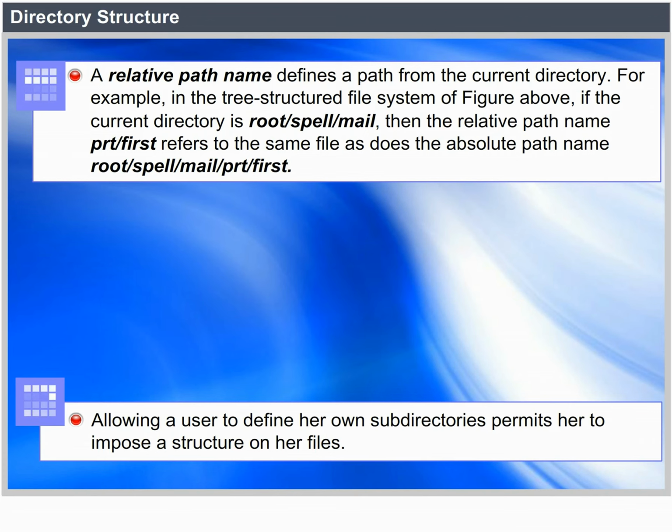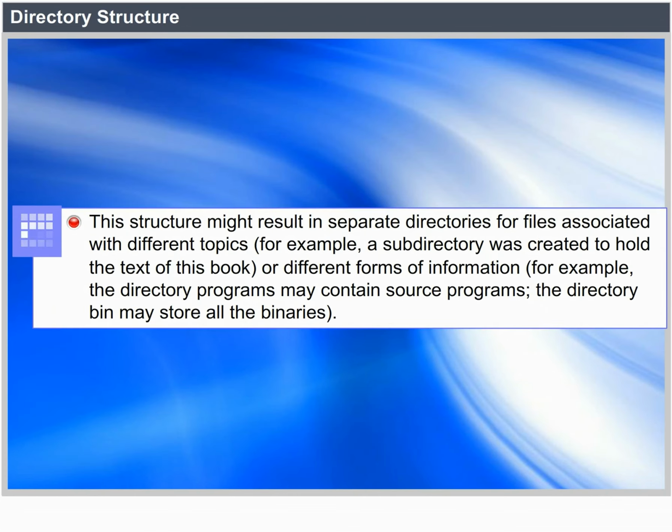Allowing a user to define her own subdirectories permits her to impose a structure on her files. This structure might result in separate directories for files associated with different topics. For example, a subdirectory was created to hold the text of this book, or different forms of information. For example, the directory programs may contain source programs. The directory bin may store all the binaries.